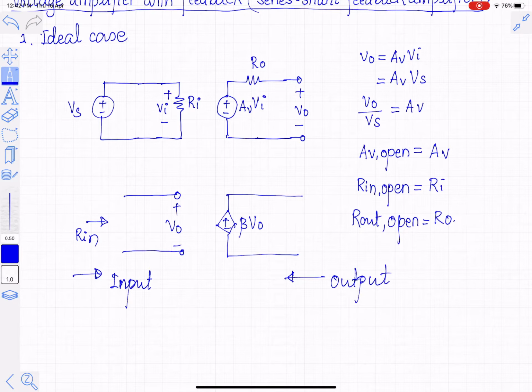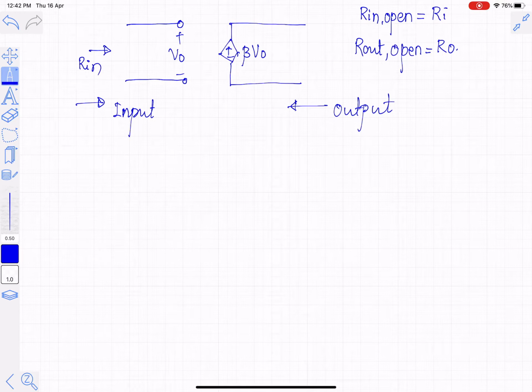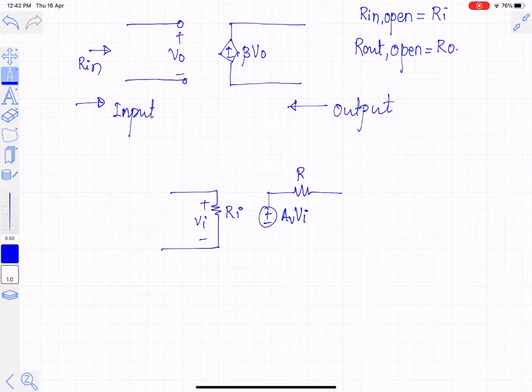Now this has to be connected in feedback with the feed-forward amplifier that is shown here. So we'll get a circuit something like this. We have Ri, this voltage is Vi, then we have AV into Vi, a voltage controlled voltage source, and the output impedance is equal to Ro.